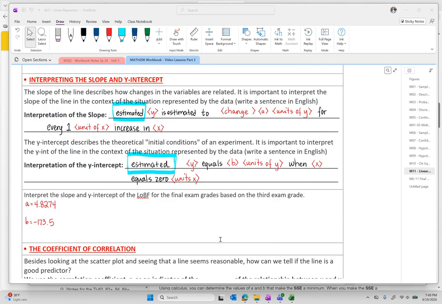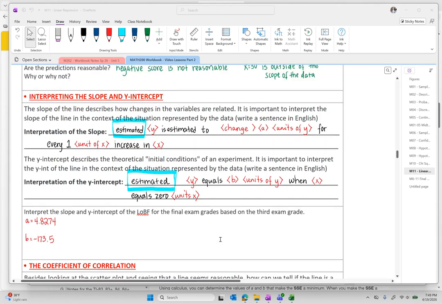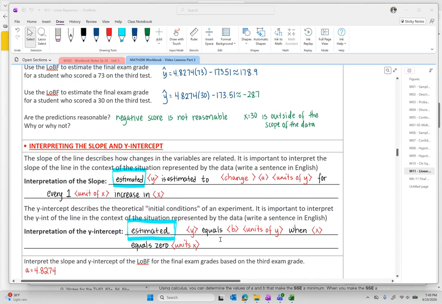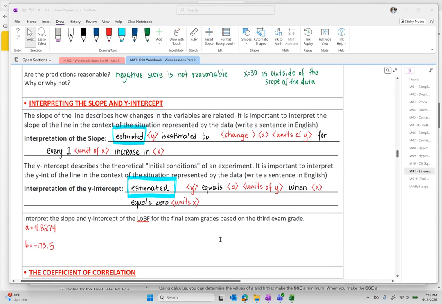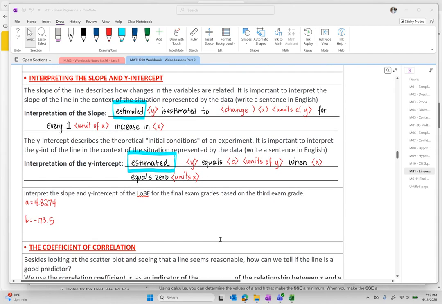So the one thing that we have to be very careful here is that the equation is actually y hat equals to that. So when you are describing the y, you have to make sure you mention that it is an estimated value for the dependent variable, or that the value is estimated to change or to be equal to, something like that. So make sure you use the word estimated when you are describing y.